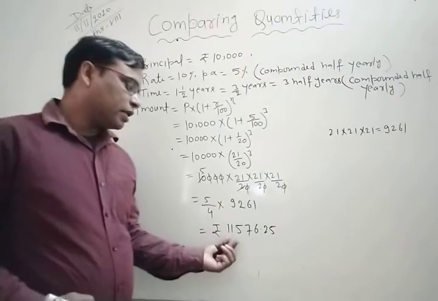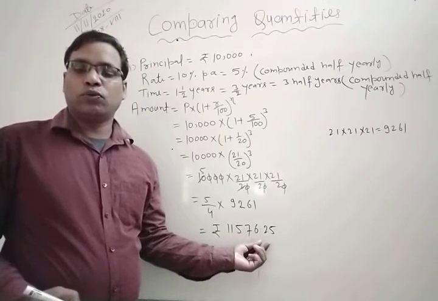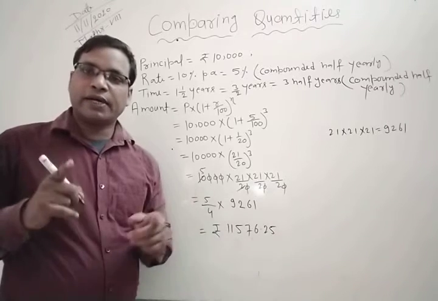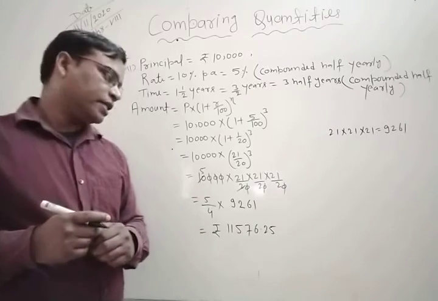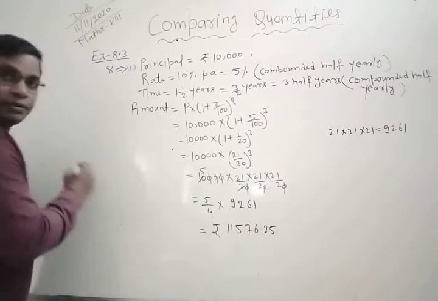This is the amount, 11,576.25 rupees. This is clear. Now we need to find CI. CI means compound interest. So what is the compound interest? Compound interest is what we find here.